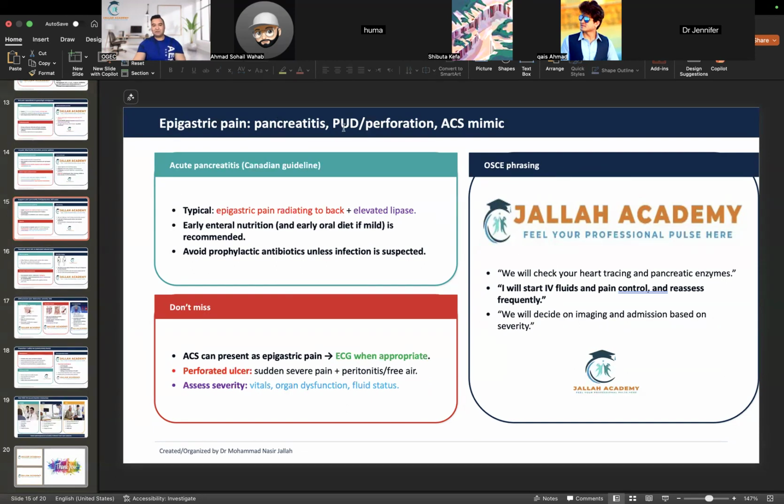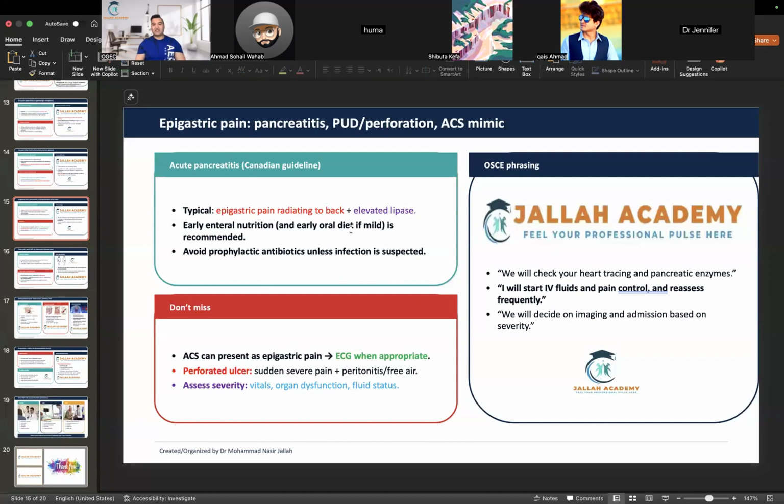Gastric pain mimics: pancreatitis, PUD, perforation, and acute coronary syndrome. I think we did talk about acute pancreatitis, right? Typically it will be epigastric pain radiating to the back, with elevated lipase. Again, I should have mentioned that the pain gets better when the patient leans forward, but when the patient leans backward, it gets worse. These are the characteristics.